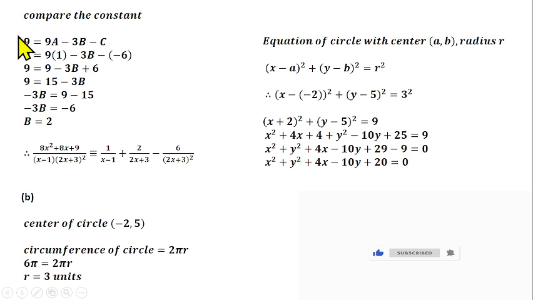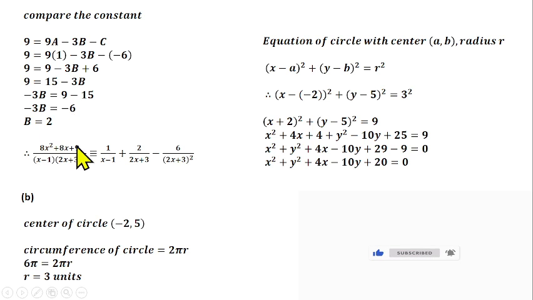So that means you have 9 at the left hand side equals 9a minus 3b minus c. Our a is 1 and our c is minus 6. Put that here, you have 9 is equal to 9 into 1 minus 3b minus open bracket minus 6. Then this will give us 9 minus 3b plus 6. Then 9 plus 6 is 15. 9 is equal to 15 minus 3b, collect like terms, minus 3b equals 9 minus 15, minus 3b equals minus 6, b will be equal to 2.